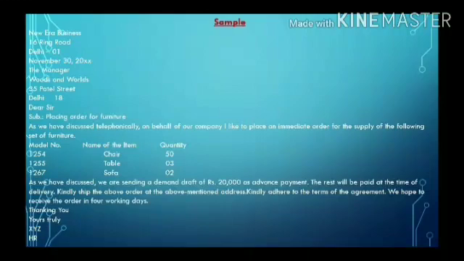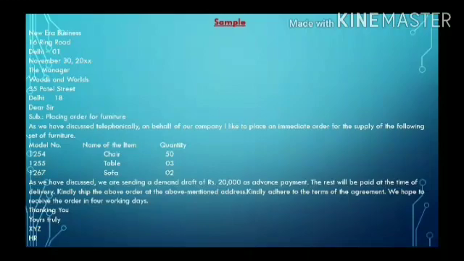Now we have got the sample. See, the format is the same, only the subject differs. Placing order for furniture. You have placed an order for furniture. You want furniture. Here see, you have made a table. Fine, it looks very neat. So do not write in a statement or in a paragraph. You have to make a proper table and mention it so that the person who's looking at your letter gets a clear view of what you want.